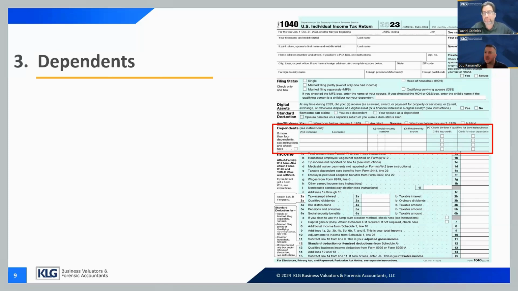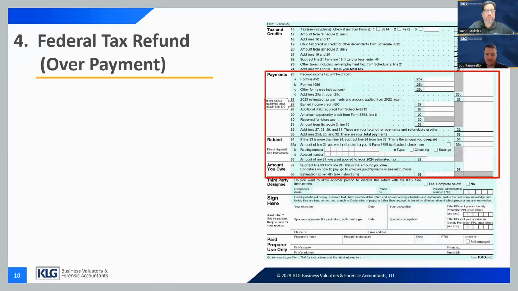Yep, and I think that income phase out is $200,000 a year. So if you're working with one spouse that's over and above the $200,000 a year and another spouse that is below it, just keep that in mind when you're allocating those dependents. Okay, moving on. Number 4.